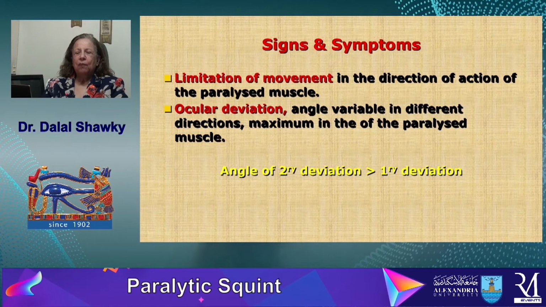The signs and symptoms of paralytic squint include, first of all, limitation of movement in the direction of action of the paralyzed muscle. This is not present in concomitant squint. Ocular deviation. The deviation in paralytic squint is variable. The angle of deviation is maximum when looking in the direction of action of the paralyzed muscle. The angle of secondary deviation is bigger than the angle of primary deviation. And here I know you want to ask what is the primary and what is the secondary deviation, and I will tell you in a few seconds.